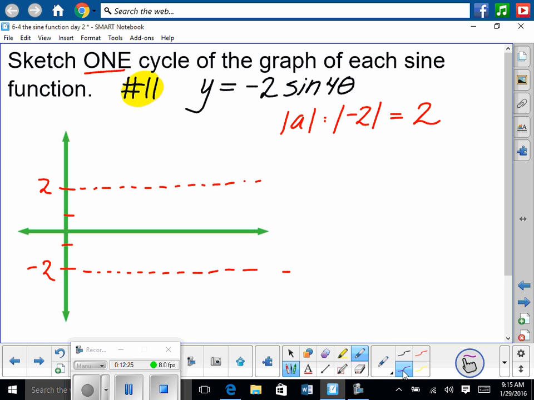Does everybody understand? Because a lot of you were trying to do your ticks next and it makes it really hard to draw in an appropriate graph. Let's put the tick marks in last. Does that make sense, everybody? So I draw in one cycle.